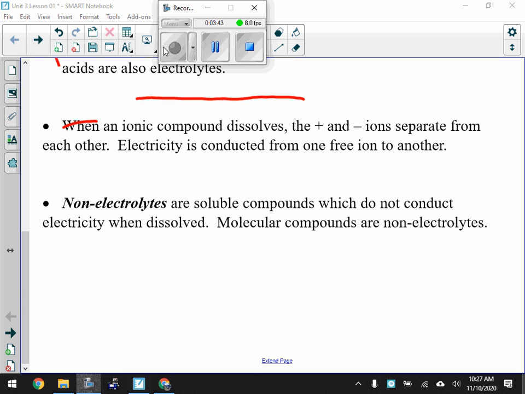Remember again, non-electrolytes are molecular compounds. They do not conduct electrical current. Basically everything else does. Acids, yes, very good conductors. Bases, yes. Ionic compounds, yes, to different degrees. We're going to talk about that coming up, and that's important as well, but they do conduct electricity in some way, shape, or form.